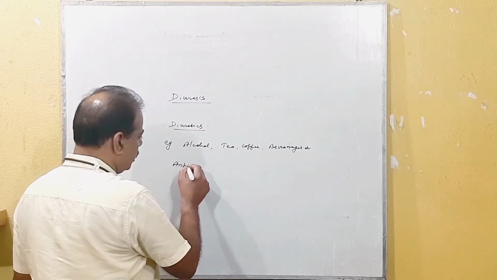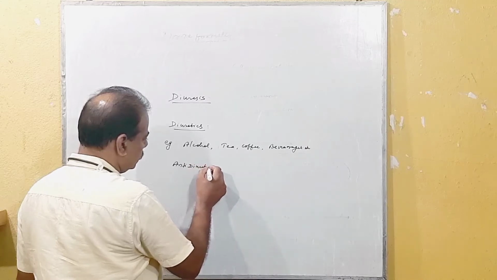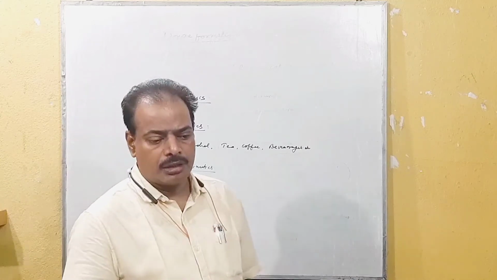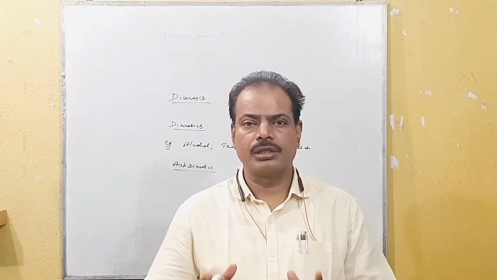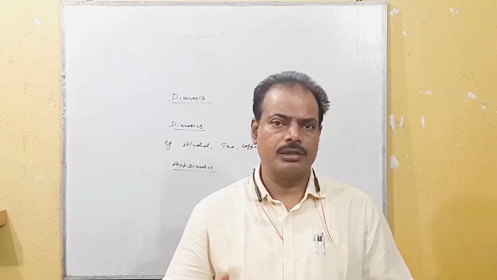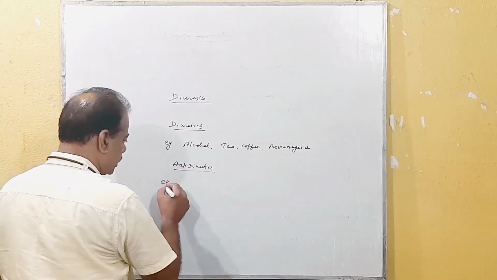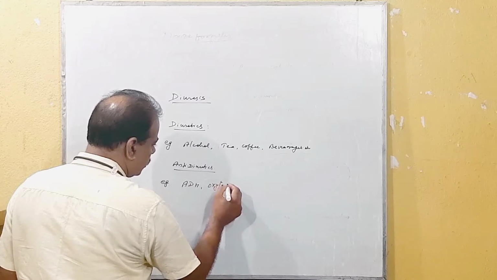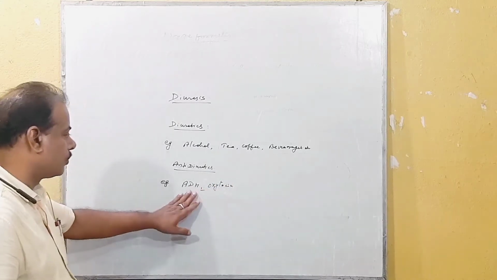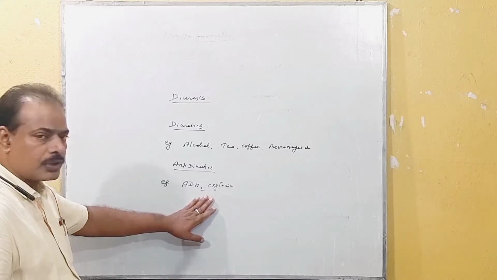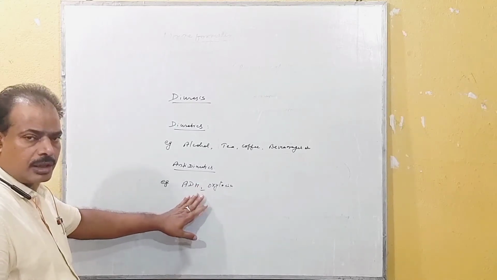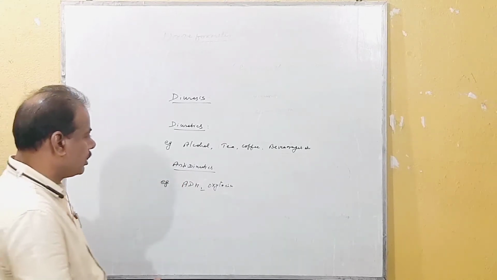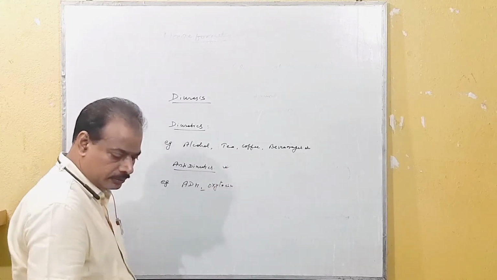And antidiuretics. Antidiuretics are the substances which decrease the rate of formation of urine and its removal. Examples are ADH and oxytocin. These are two hormones which are secreted from the posterior lobe of the pituitary gland, and they decrease the formation of urine, and in this way they are known as antidiuretics.